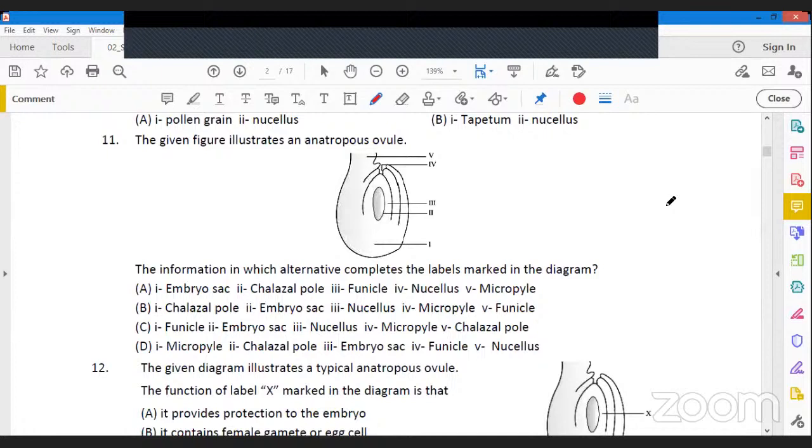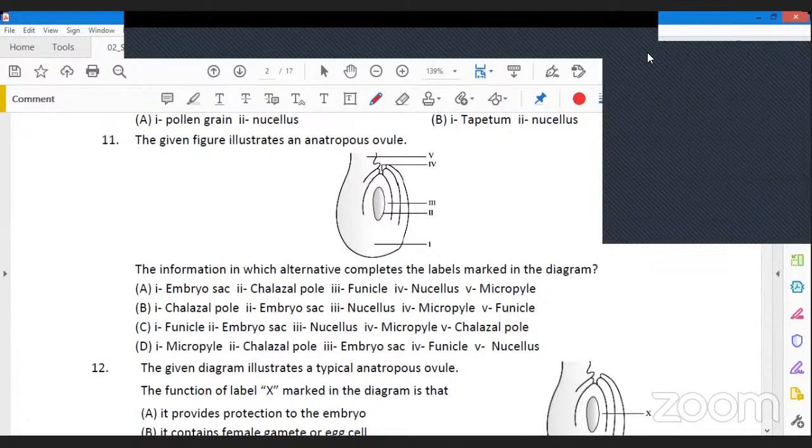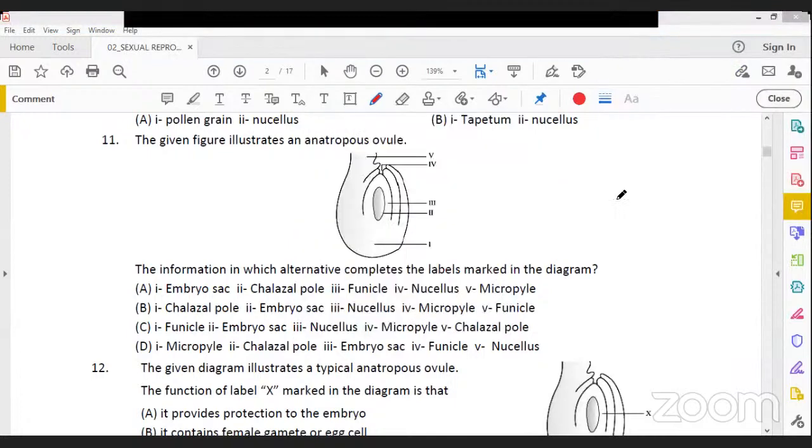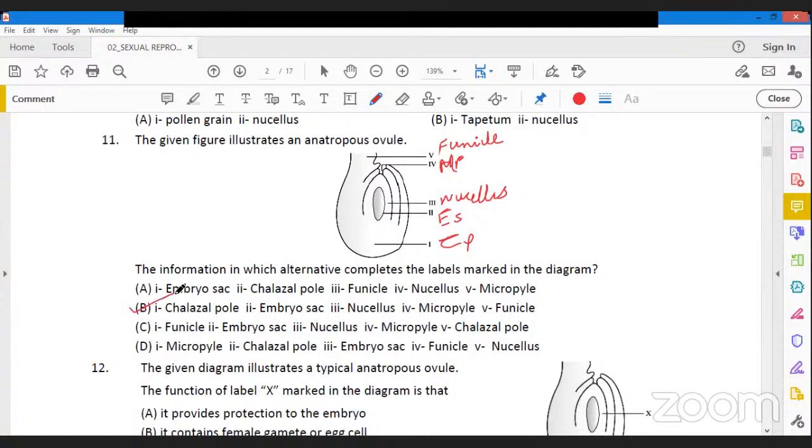So which alternative completes the labels marked in the diagram? What is 1 here? This is the chalazal pole. What is 2? It is the embryo sac. This is the nucellus, this is the micropyle, and this is the funicle. This is the micropyle, MP, micropyle. So B is the correct answer.